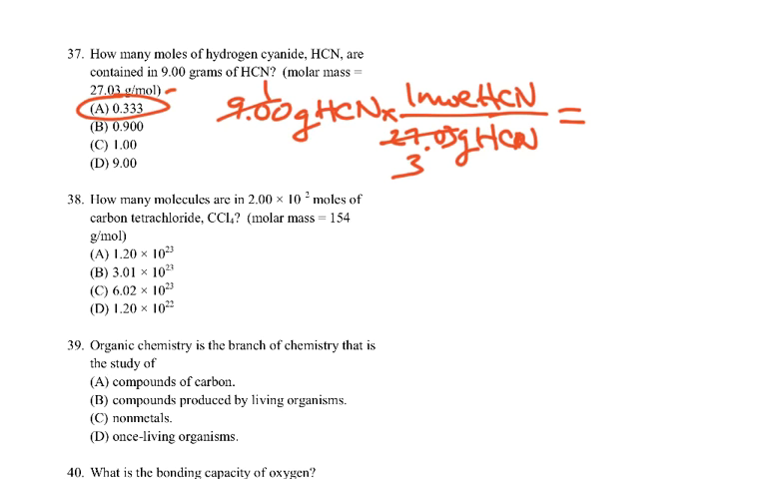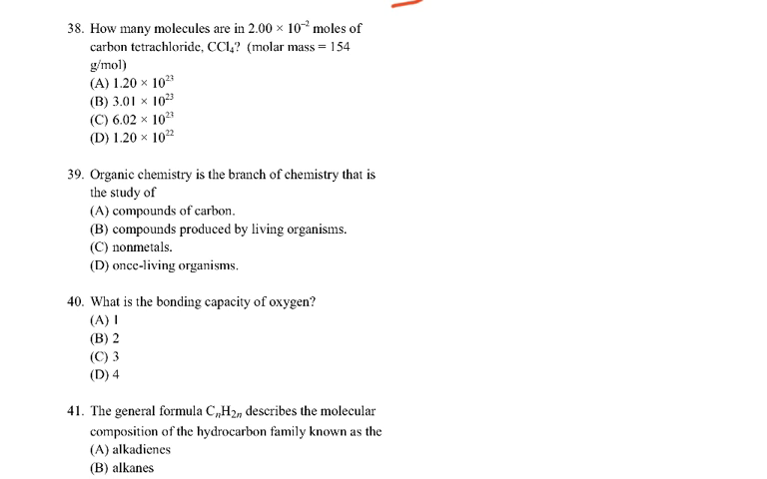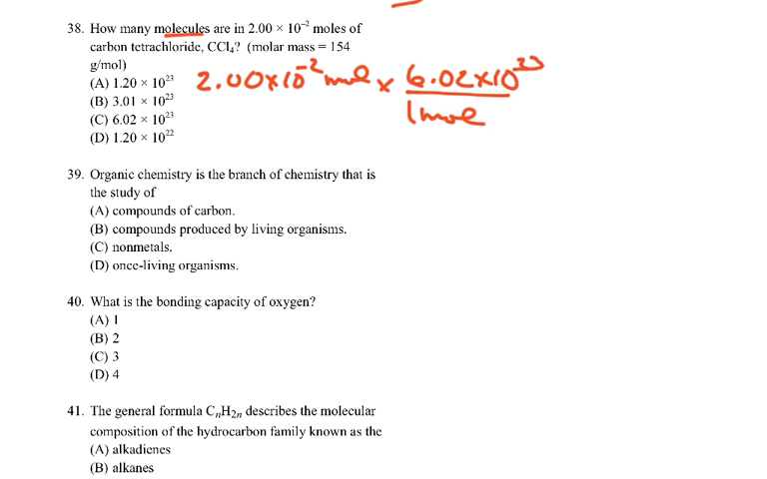How many molecules are in 2 times 10 to the minus 2 moles of carbon tetrachloride? Again, here's a mole problem. So we're going to start with our number, 2.00 times 10 to the negative 2 moles. And we're trying to find how many molecules. So we're going to say for every 1 mole, we have 6.02 times 10 to the 23 molecules.